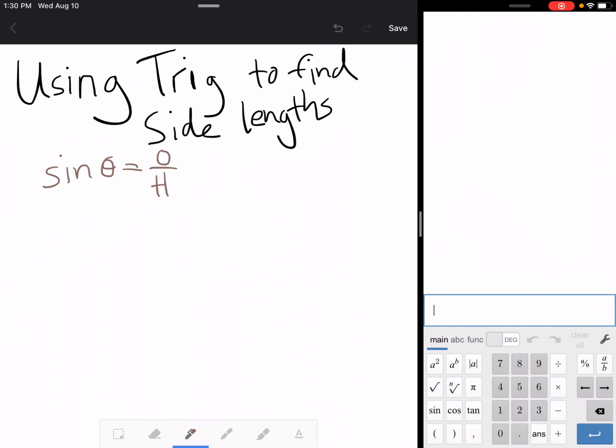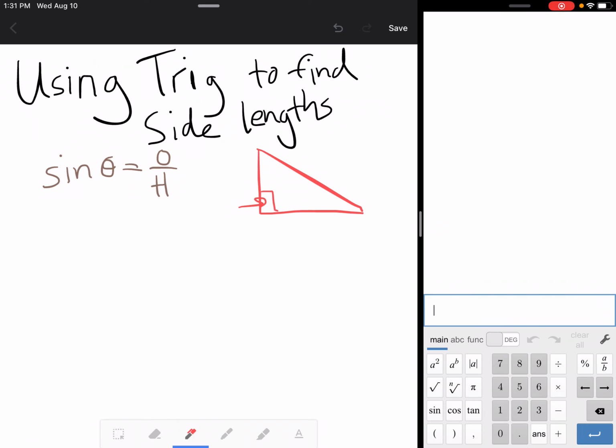Hello and welcome to this video where we're going to use trig to find side lengths of triangles. First things first, I have to start off by saying that this method only works when we have a right triangle. If we don't have one, we can't use this method.